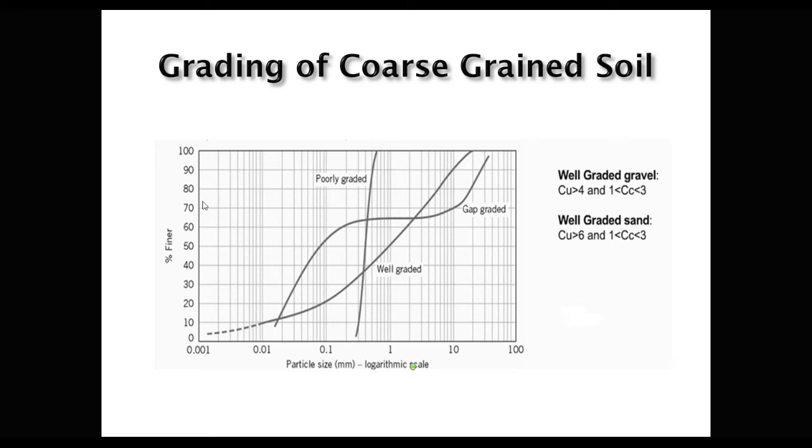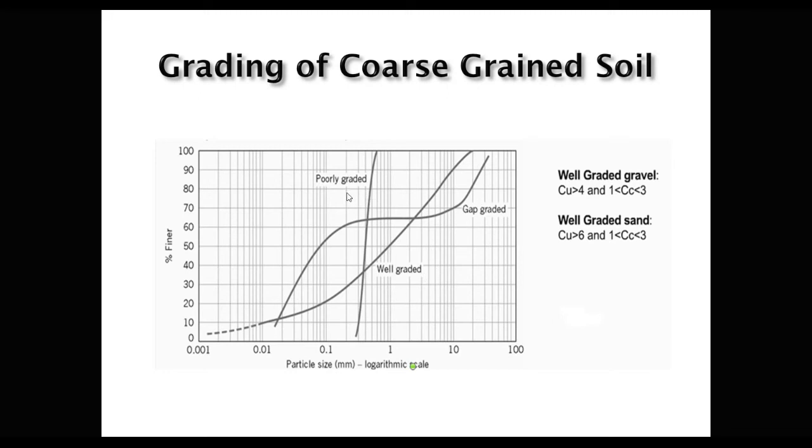So you see the percentage finer versus the particle size, we have three behaviors of soil types: poorly graded, well graded, and gap graded. In a well graded soil, we have soil particles ranging all the way from 0.002 to almost 20 millimeters. So it has a long range of soil particles. Therefore, we call it well graded.